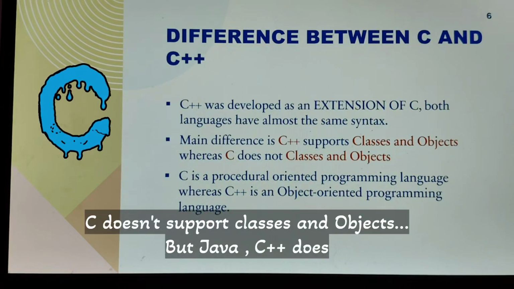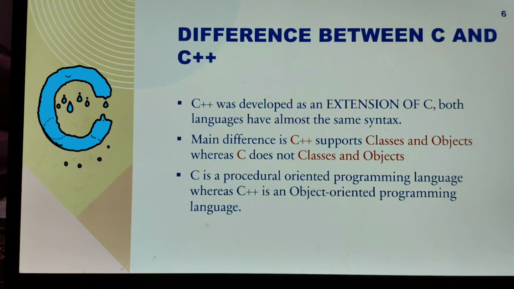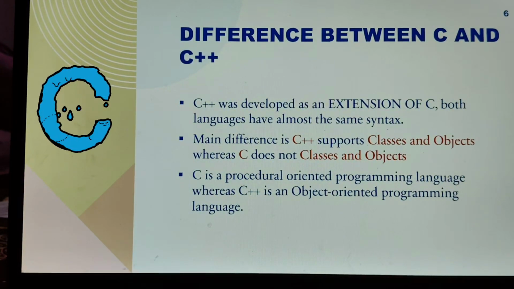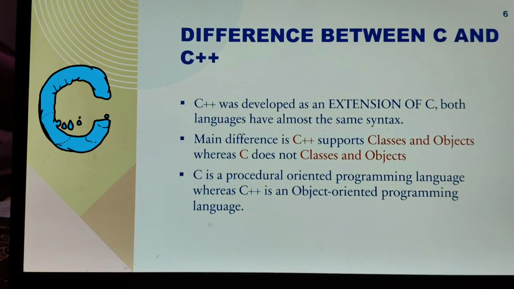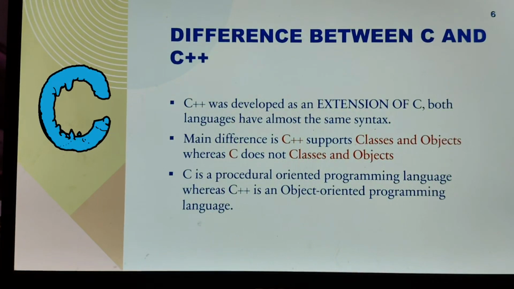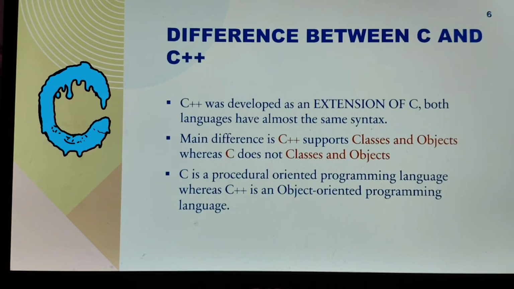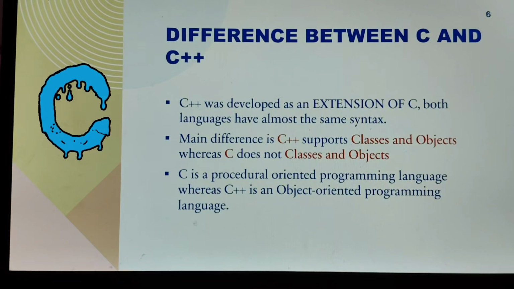So C does not support those concepts. C is a procedural oriented language. C programs are basically structural. C does not use any objects while writing programs, if any task is performed. C does not use any objects or classes. And I have already discussed that C++ is an object oriented programming language, which C does not support and C++ supports.